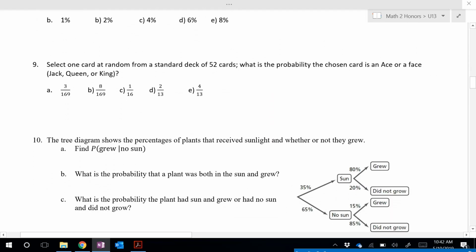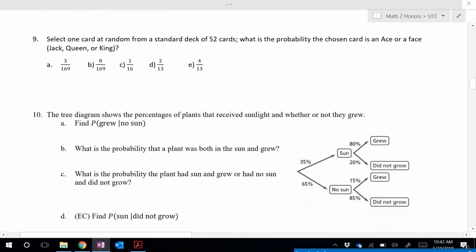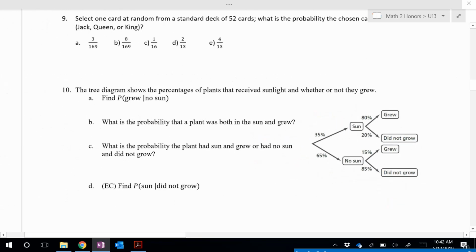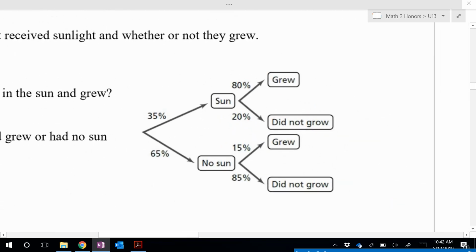I want to look at this tree diagram with you guys and talk a little bit about tree diagrams. This is on number 10. I'm going to zoom in on the tree diagram. What do you guys think this 35% represents? The probability of getting sunlight. And then the 65% would represent the probability of, I'll put NS for no sun.